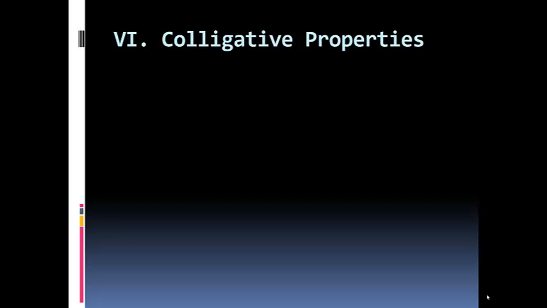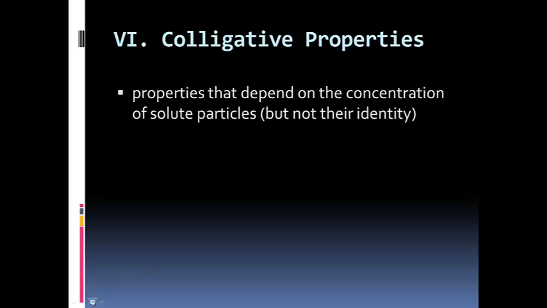So, first thing we look at today, what are colligative properties? Colligative properties are properties that will change, but they depend on the concentration of the solute particles and not necessarily what their identity is going to be. It's pretty much just how much you put in. So what are some things that are going to be colligative properties?